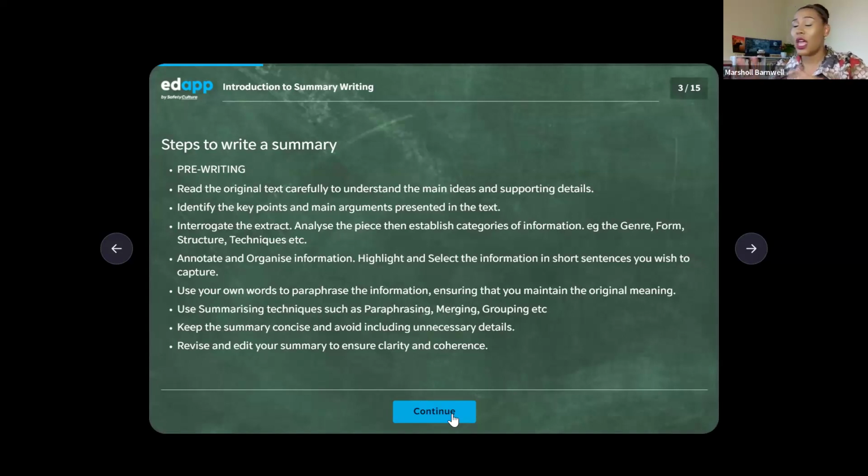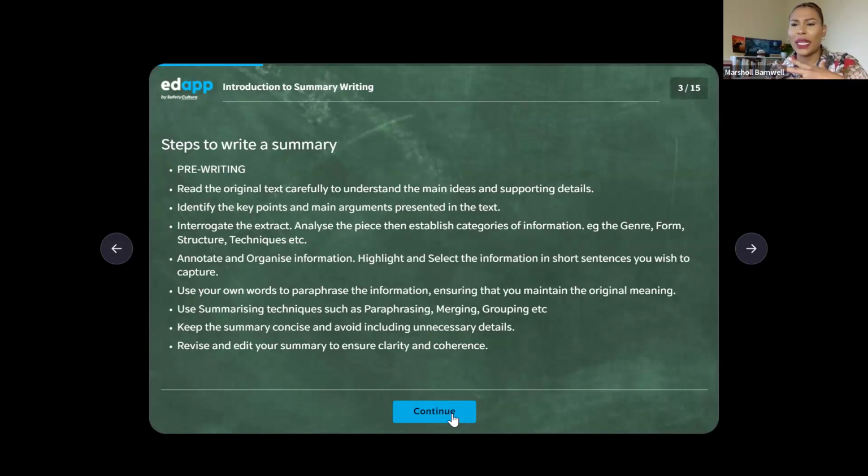Next, after we have collected all of this information, we can go back to the piece again, and we can start annotating and organizing information. This is basically highlighting sections that make sense to us, removing sections that we think are repetitive or redundant, selecting short sentences or rephrasing things in short sentences that we want to capture.